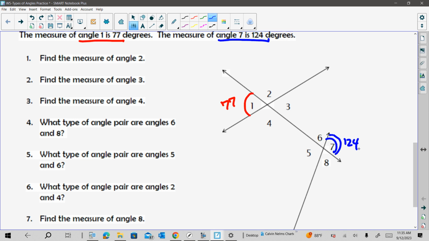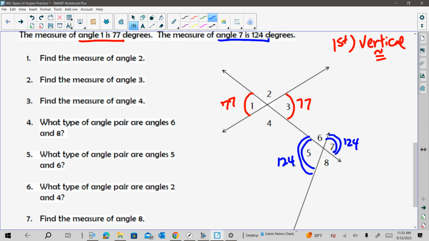The first thing we should always use is marking your vertical angles, because the vertical angles are congruent. So does angle 1 have a vertical angle? 3. Yeah, so that tells me angle 3 is going to also be 77. Done. Who else can we mark? 2, 4, 2. 5. It is vertical. It is 124.